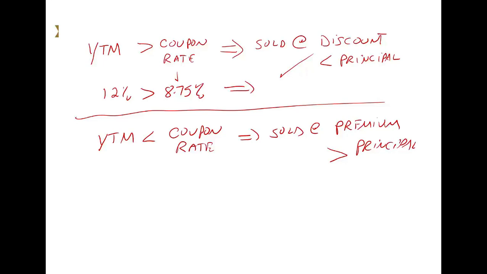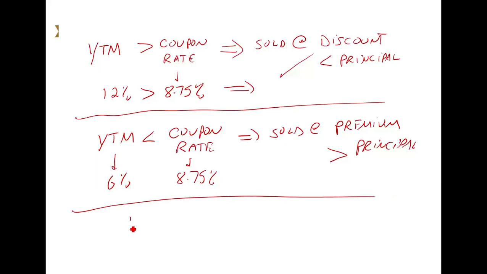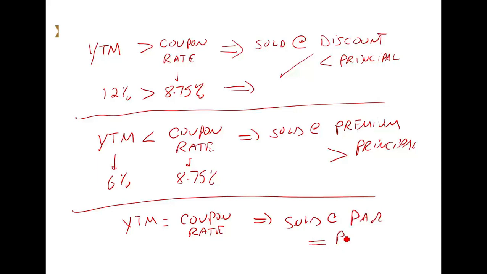$1,300,000 or so. So in my example, if the coupon rate is 8.75%, and the yield to maturity, say, is 6%, then that's when the market prices the bond at a premium. If the yield to maturity is exactly equal to the coupon rate, in other words, the bond offers exactly what the market wants, then it's sold at par, which means that the price is exactly equal to the principal value.